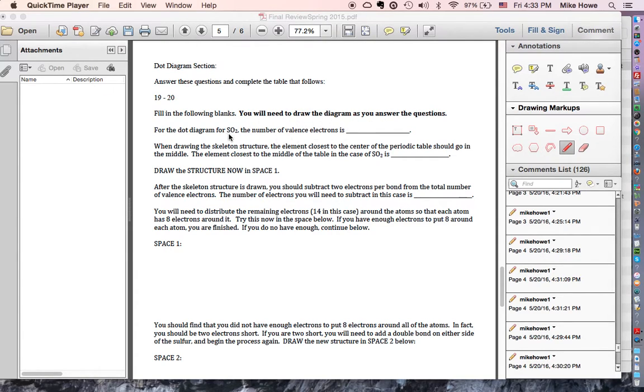For the dot diagram of SO2, you've got sulfur, which has 6 valence electrons. You've got oxygen, which has 6, but there are 2 oxygens. Remember, we're talking about valence electrons now, not about charges, not about weights. We're talking about valence electrons. So the total will be 18 valence electrons.